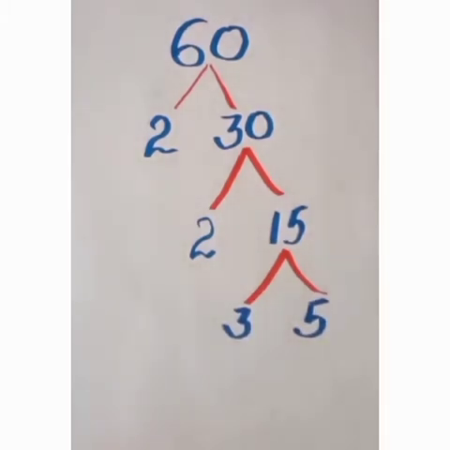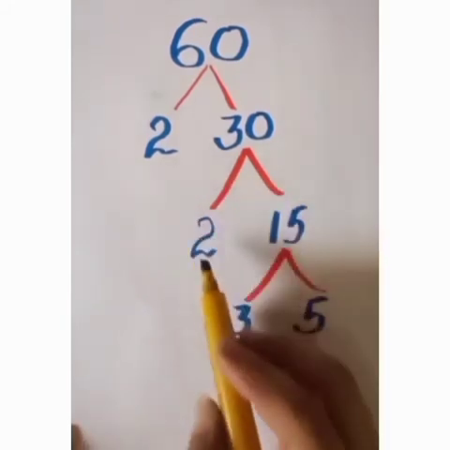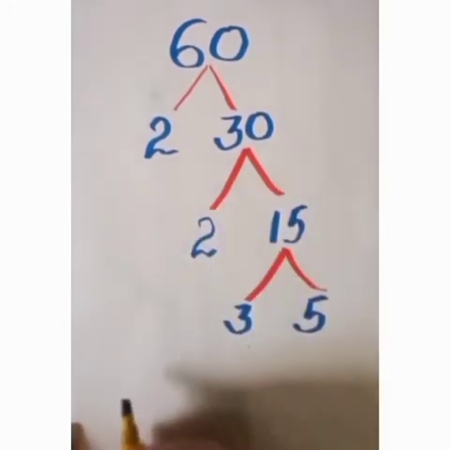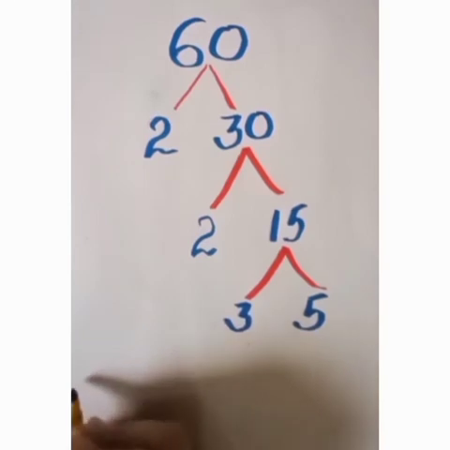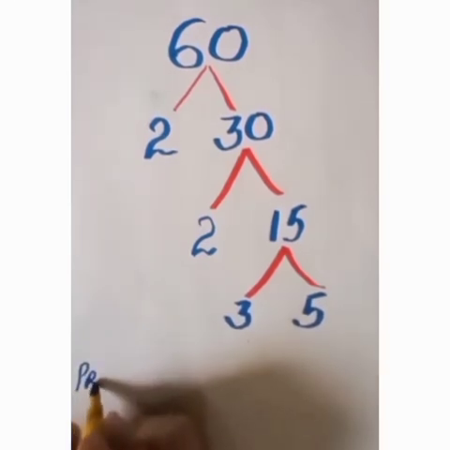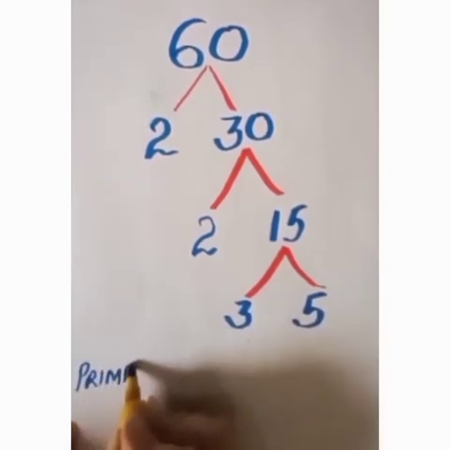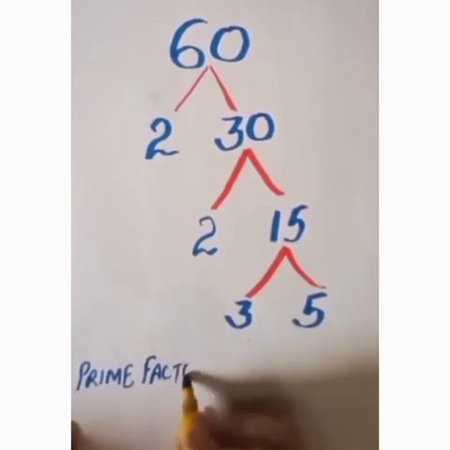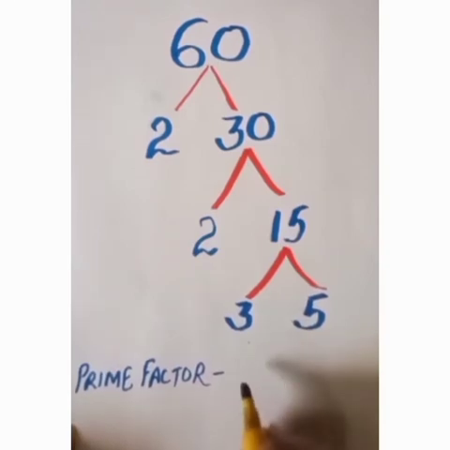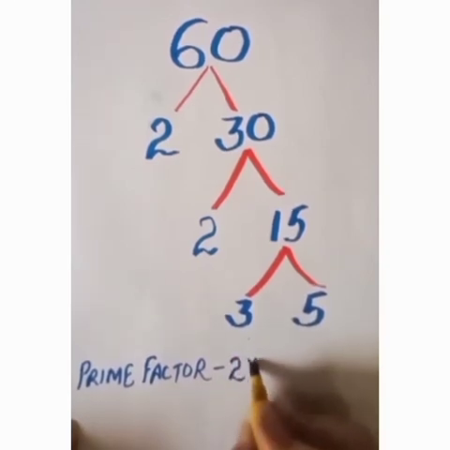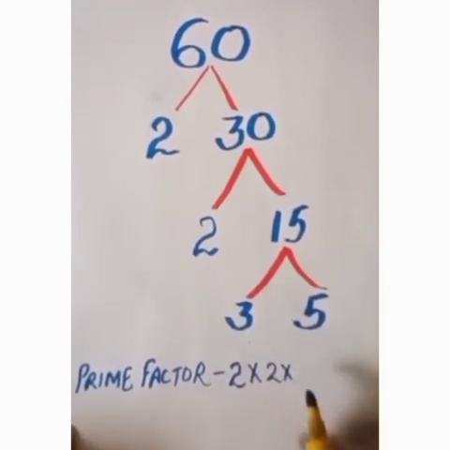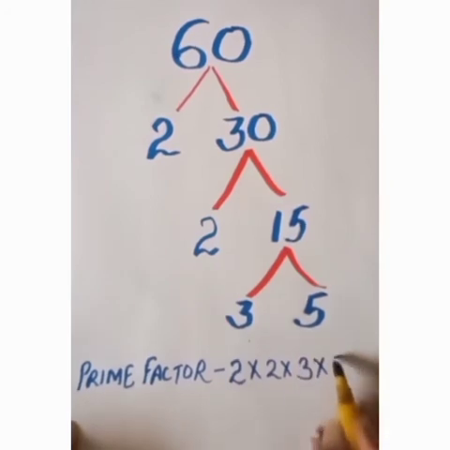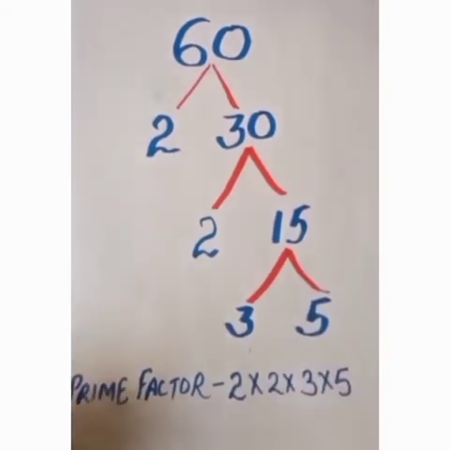Now which prime numbers have we got over here? Numbers 2, 2, 3 and 5. So what is the prime factorization? We'll get the prime factors of 60. What will the prime factors of 60 be? That is 2 multiply 2 multiply 3 multiply 5. So this is one way to find the prime factors of 60 by the factor tree method.